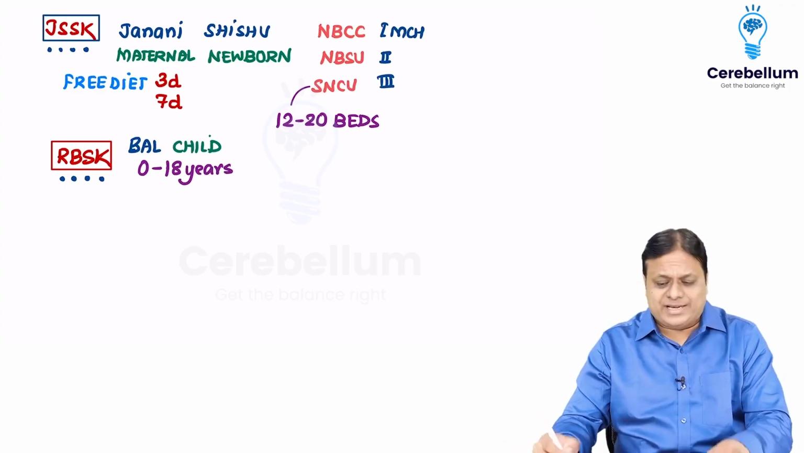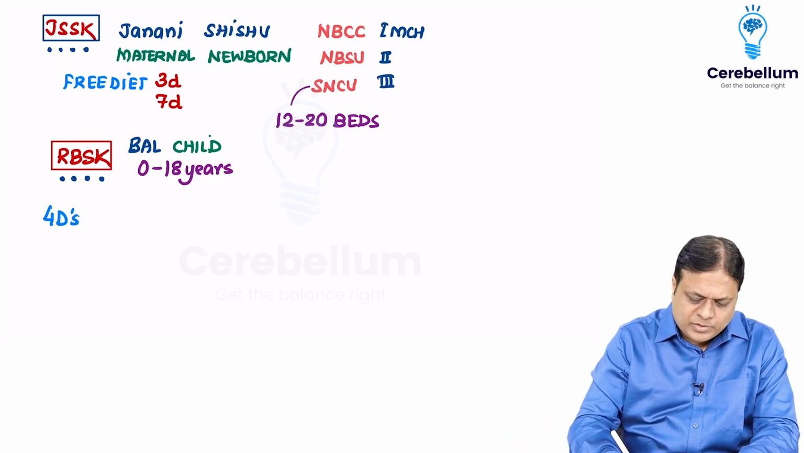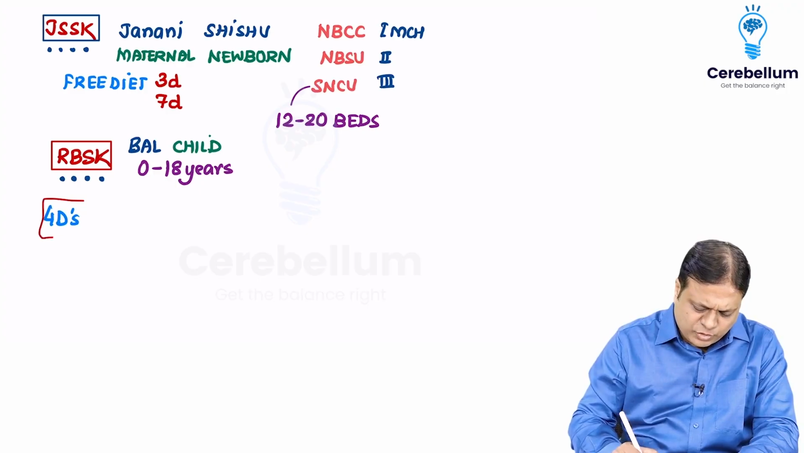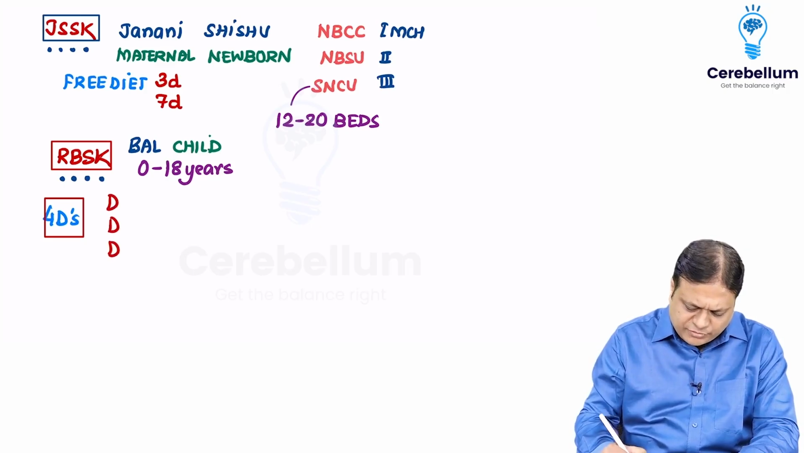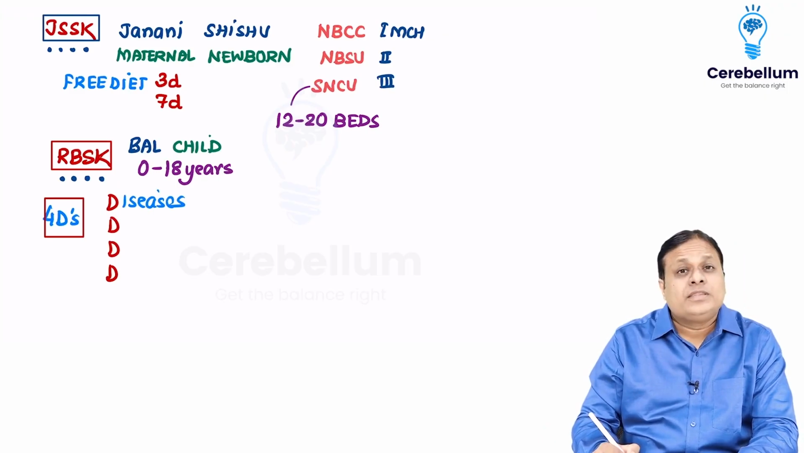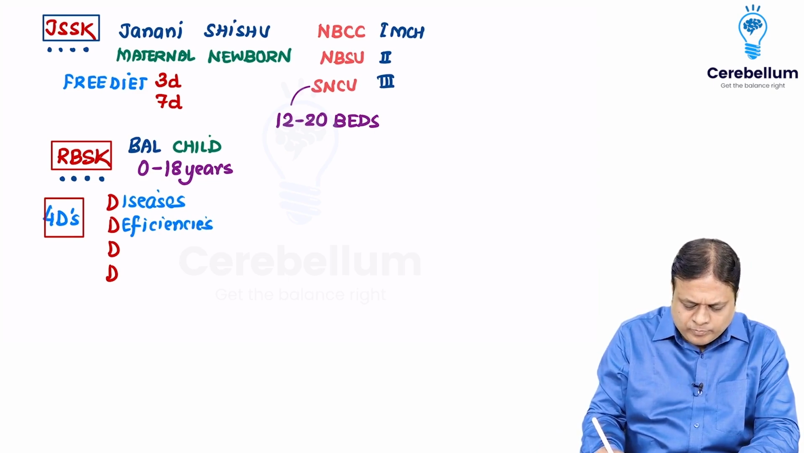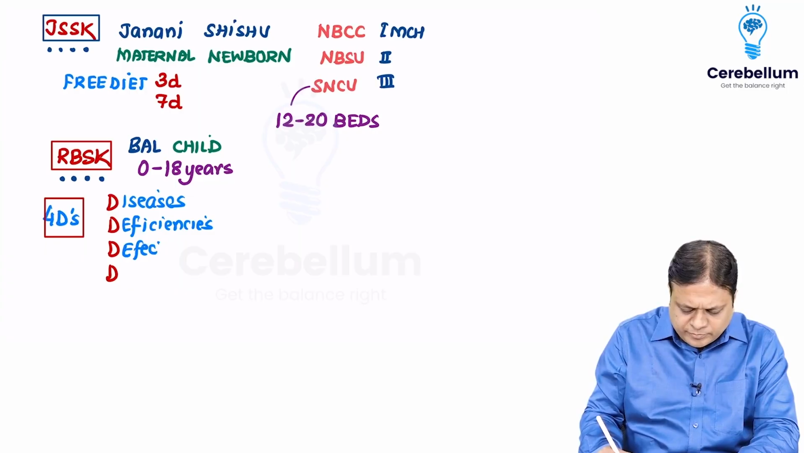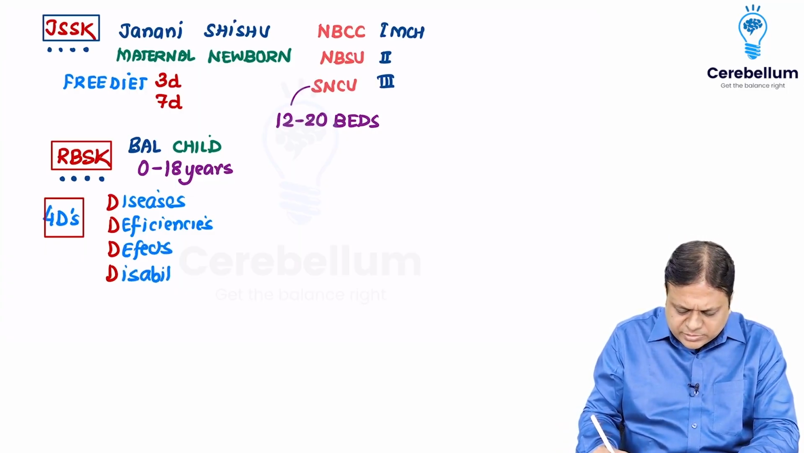This program is characterized by its 4 Ds. Now, what are these 4 Ds of RBSK program? These 4 Ds include diseases, deficiencies, defects, disabilities and developmental delays.